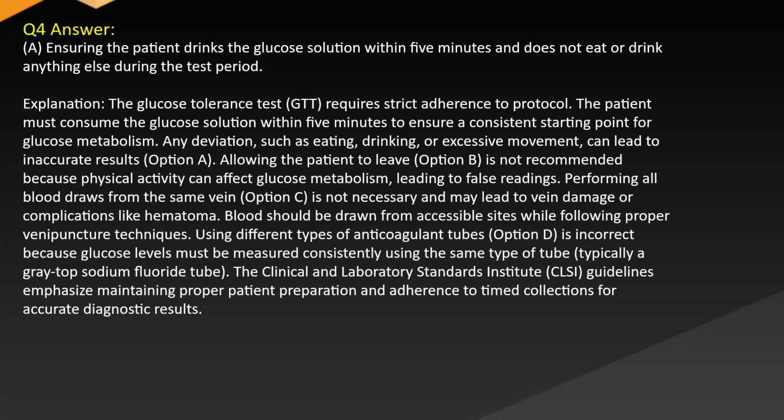Option D, using different types of anticoagulant tubes, is incorrect because glucose levels must be measured consistently using the same type of tube, typically a grey top sodium fluoride tube. The Clinical and Laboratory Standards Institute (CLSI) guidelines emphasize maintaining proper patient preparation and adherence to timed collections for accurate diagnostic results.